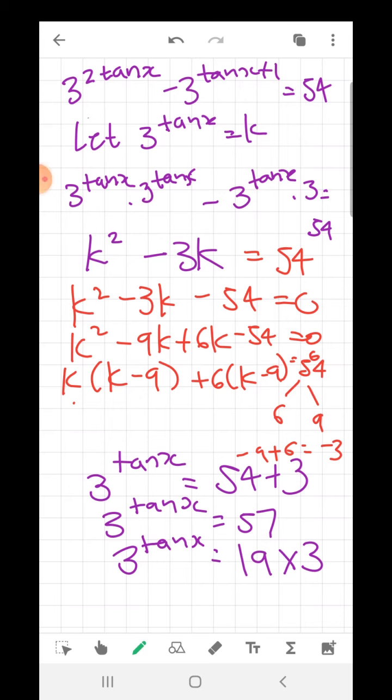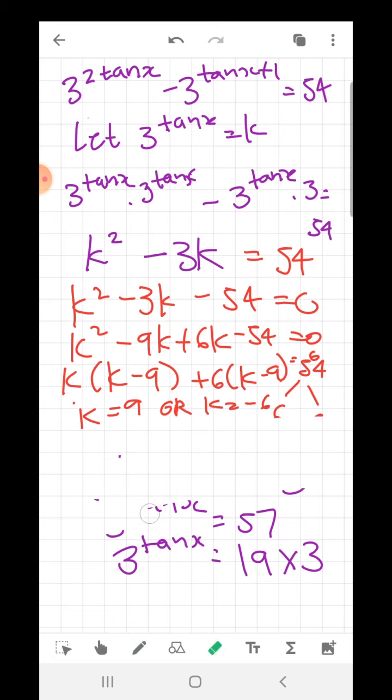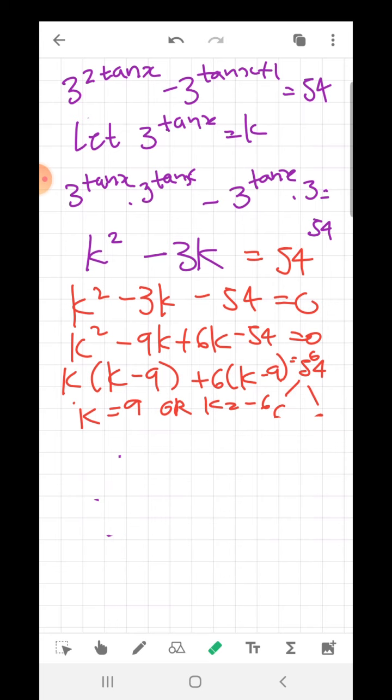Okay, so then it's going to be k is equal to 9. I'm actually shortcutting one step. Please do the whole thing in your exam. I just don't have space. Or k is equal to minus 6. Now, substitute back. It is not over.